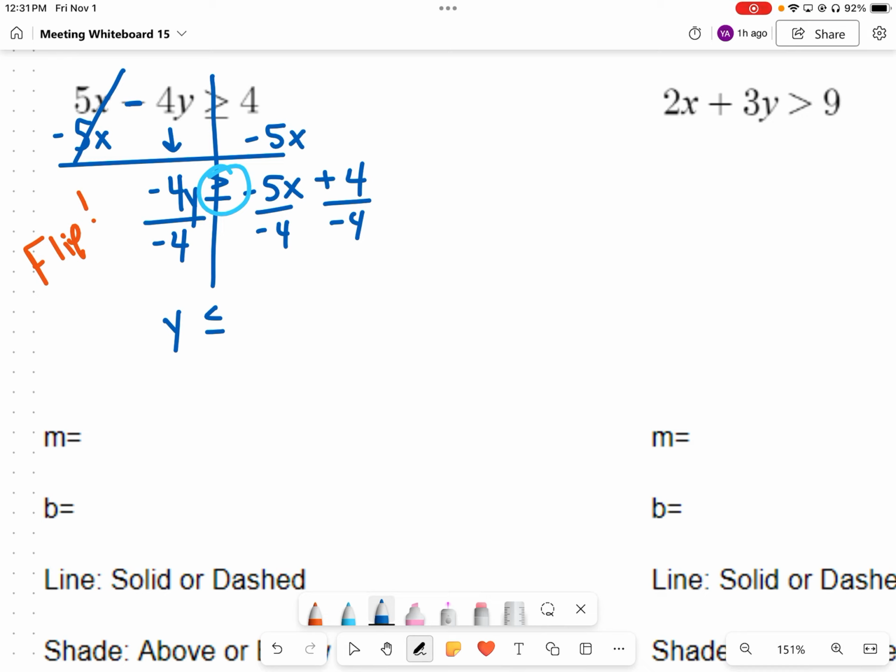We're going to leave our slope as a fraction. I'm going to simplify it a little bit though because I see negative 5 over negative 4, which negative over negative becomes positive, 5 over 4x. And then 4 divided by negative 4. You can put that in the calculator. It's negative 1. Okay, so our slope is 5 over 4, and our b is negative 1.